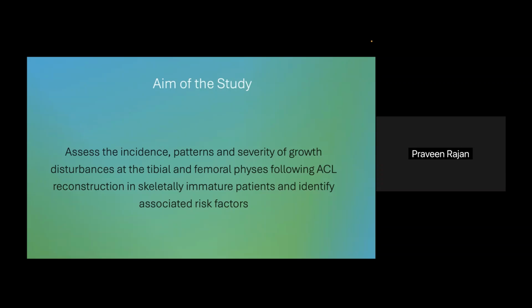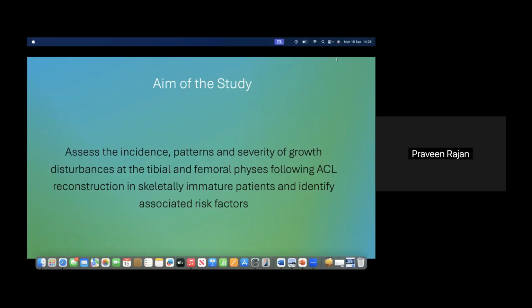This is a presentation of a systematic review on ACL reconstruction in the pediatric group to assess the growth deformity and associated factors. The aim of this study was to assess the incidence, patterns and severity of growth disturbance at the tibial and femoral physis following ACL reconstruction in skeletally immature patients, and also identify the associated risk factors.